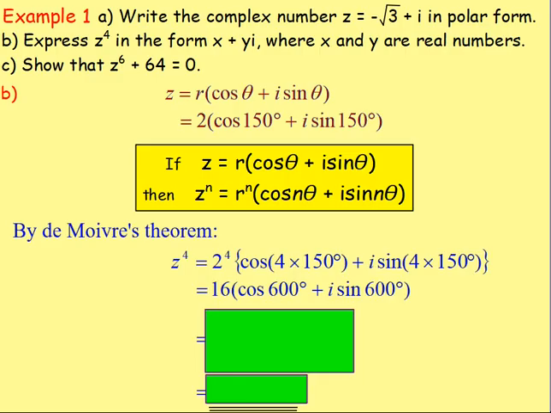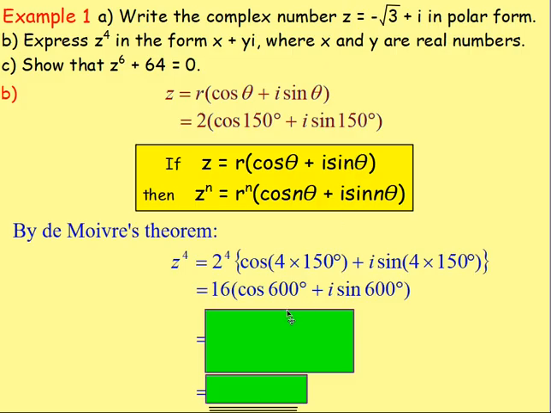However, if you look at this question, it says express z to the power of 4 in the form x plus yi, which means we're not wanting it in this polar form. So how do we change it into the form of x plus yi? What could you do?